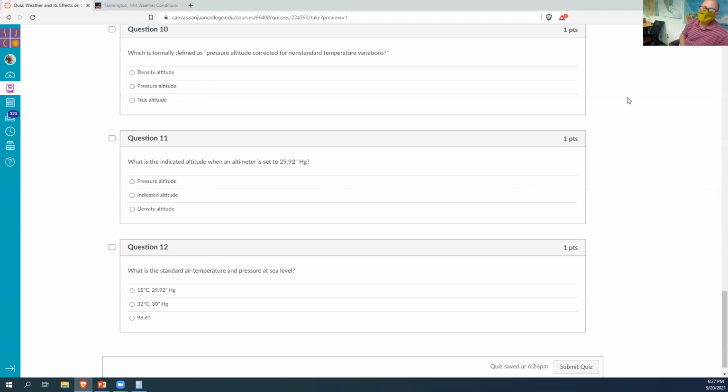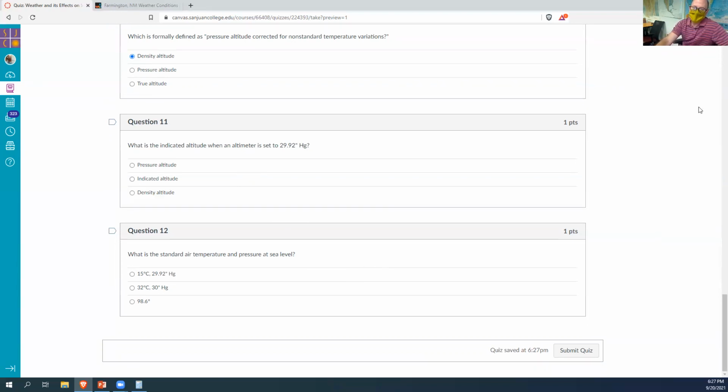All right, which is formally defined as pressure altitude corrected for non-standard temperature variations. Density altitude, pressure altitude, true altitude. Yeah, we didn't define any of these other ones other than pressure altitude is based on pressure. True altitude is like your altitude. So it makes sense. All right, what is the indicated altitude when an altimeter is set to 29.92 inches of mercury?